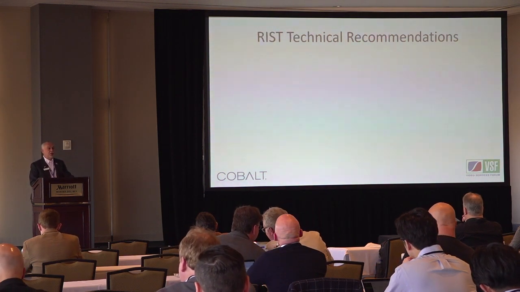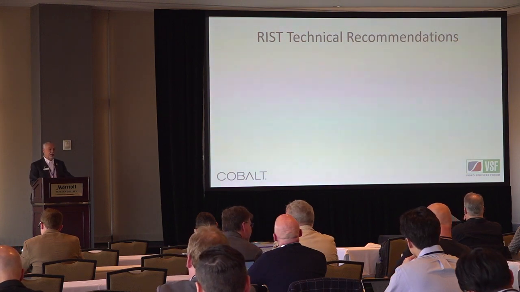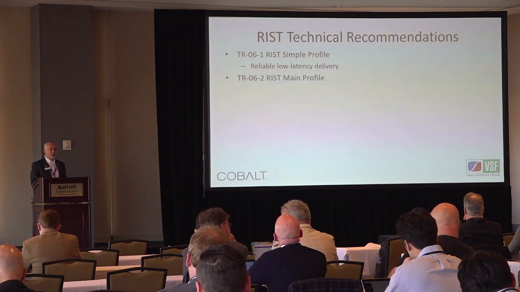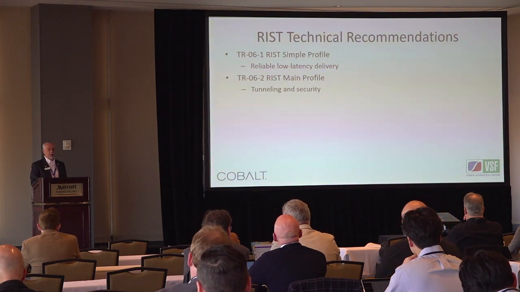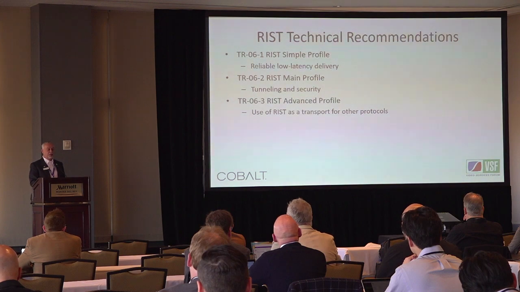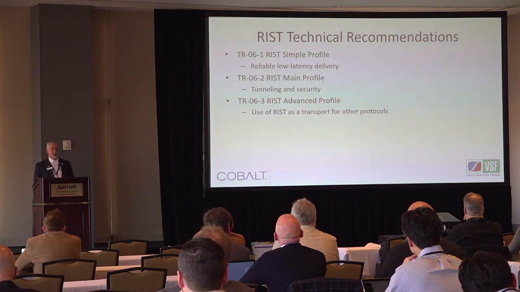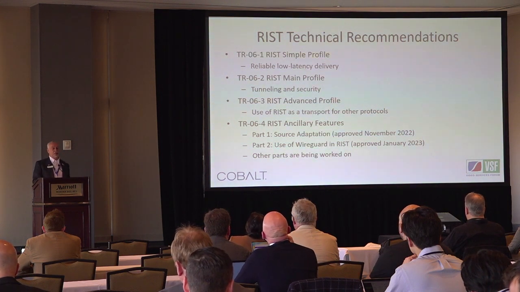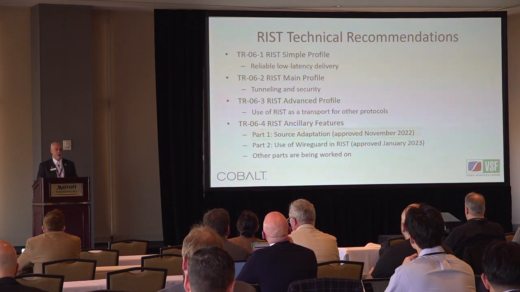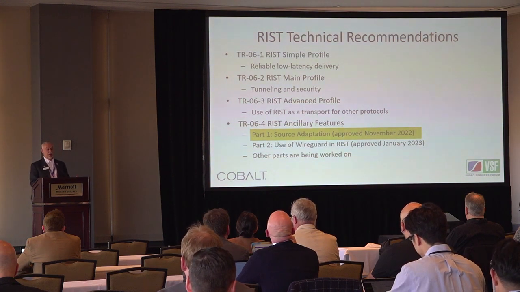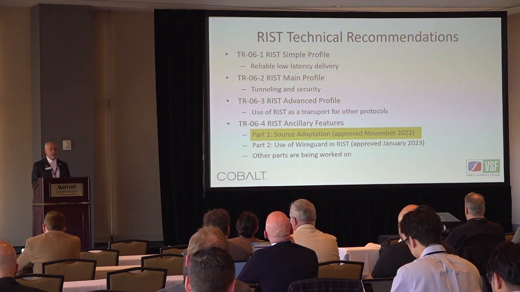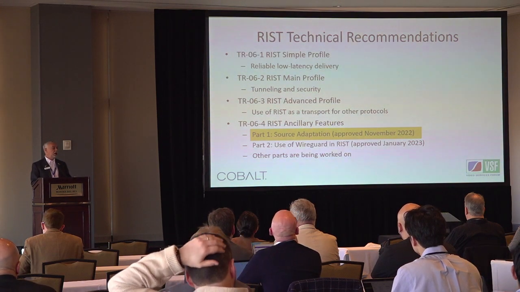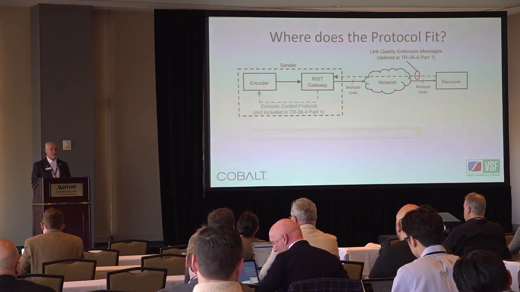All right, let me show you where this fits in the RIST technical recommendations. We had the simple profile for low latency delivery. The main profile added tunneling and security. The advanced profile's main thing is the use of RIST as transport for other protocols. Then TR064 is the RIST ancillary features, and this is TR064 Part 1, which was approved in November 2022. There's another one, WireGuard, which was approved in January 2023, and we are working on other parts.